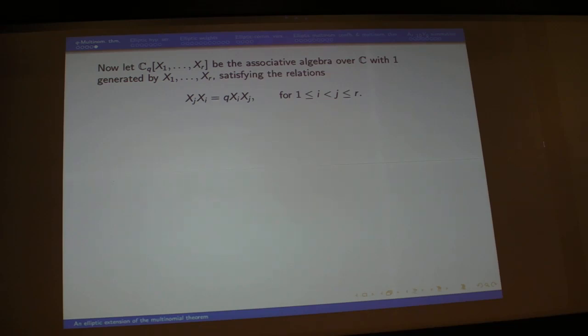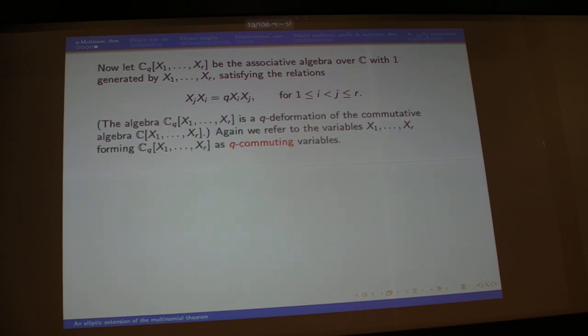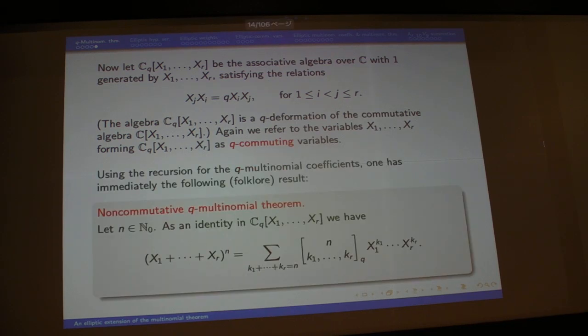In the elliptic setting, we will have different weights instead of q, and also additional relations. So these are now Q commuting variables. And here's the non-commutative Q multinomial theorem, which says that after renormalization of x1 up to xr, the sum of these to the power of n has nice coefficients, these Q multinomial coefficients. I haven't been able to trace the first appearance of this formula, so I call this a folklore result.